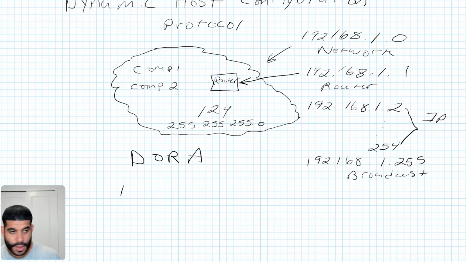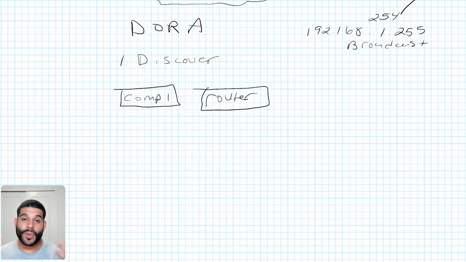So step number 1 is called discover. What happens in the discovery phase? When this computer, let's say computer 1, joins the network by you plugging in the Ethernet cable, or you connect it to the Wi-Fi network using the SSID, which is the network name, and you type in the password and it finally joins that network, computer 1 actually sends the router what is called a DHCP discover message.